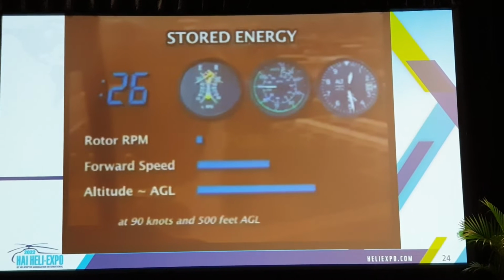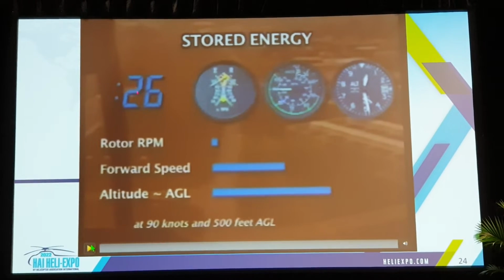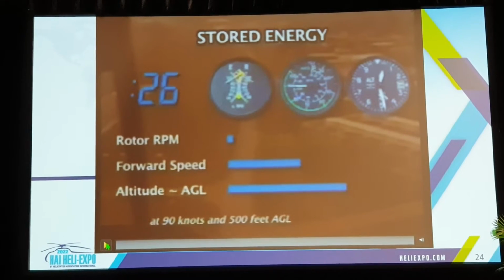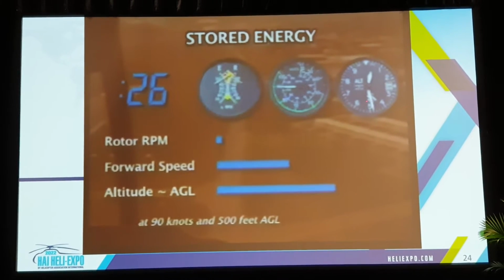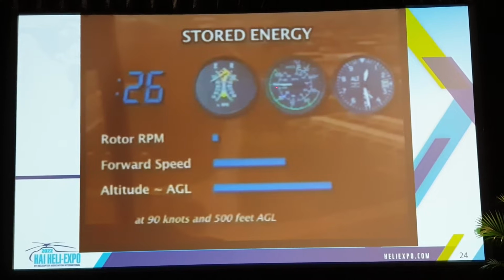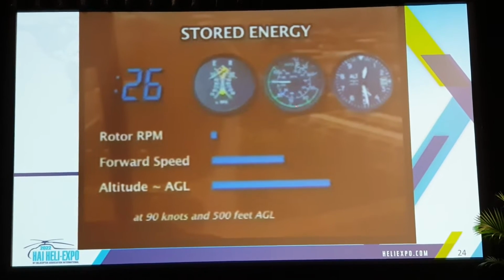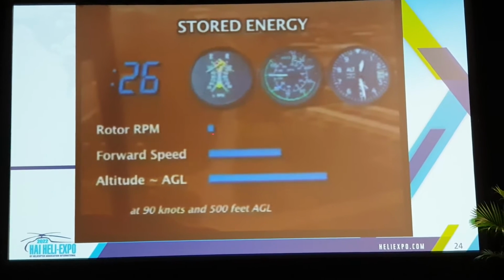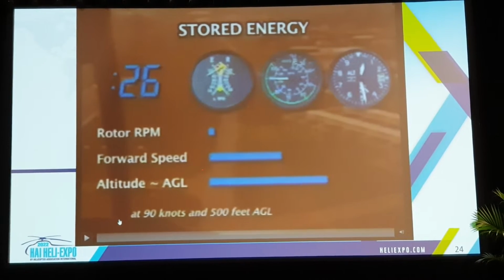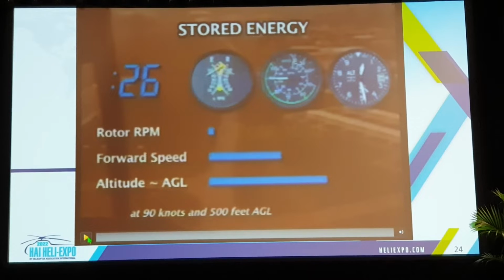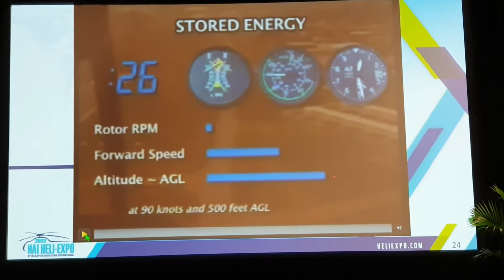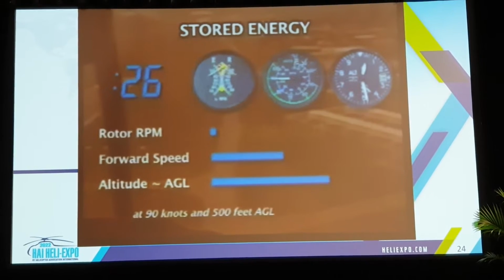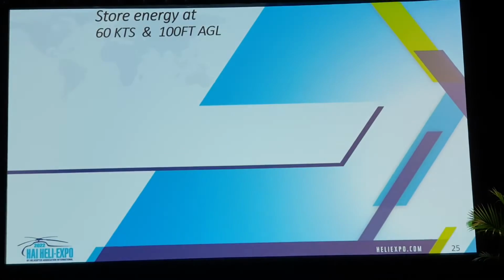All right, here's our clock for 26 seconds. When the needle splits, that's going to be the engine failure. Here we are at 90 knots, 500 feet. What we're going to do is slow from 90 to our normal 65 knots for the autorotation. Here we have our rotor RPM, 100 horsepower seconds. Here's the forward speed, 800 and 1,100 horsepower seconds of potential energy. And here's how that 26 seconds is going to be used.